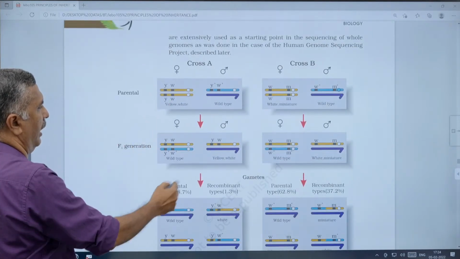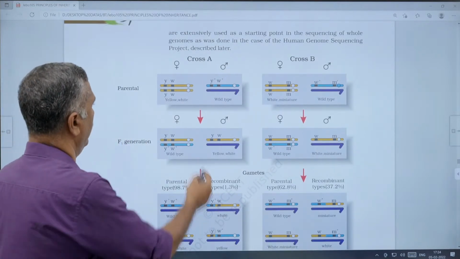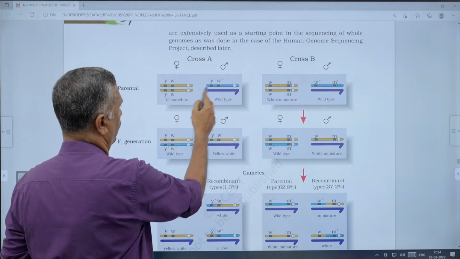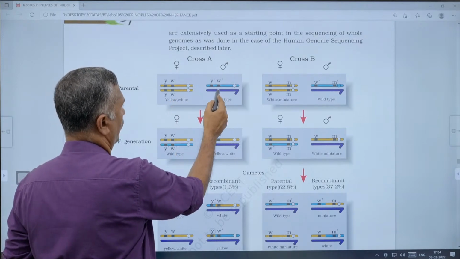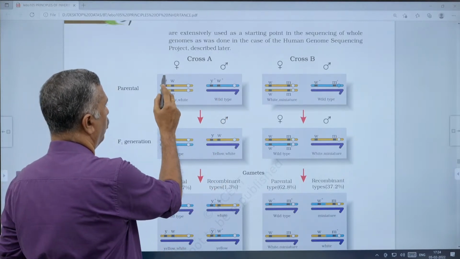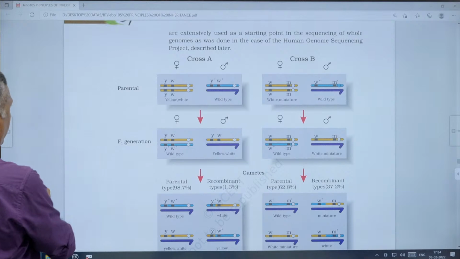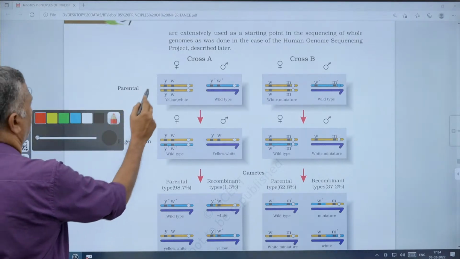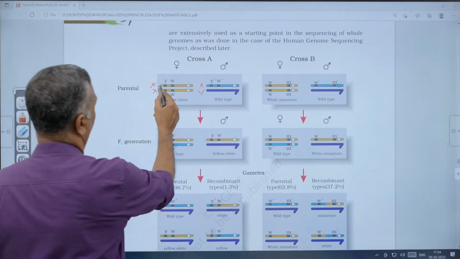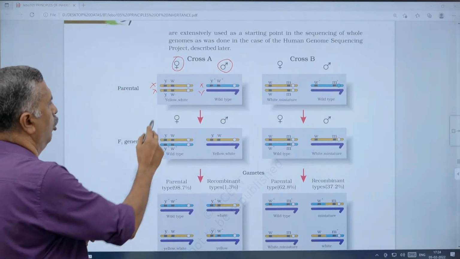Then cross A and cross B, that is Morgan's cross, connected with linkage and recombination. In cross A, he first crosses the parental yellow body and white-eyed females with males. The genes for body color and eye color are located on the X chromosome. In Drosophila, the sex determination mechanism is XX, XY. These are the females, XX, and these are the males, XY.